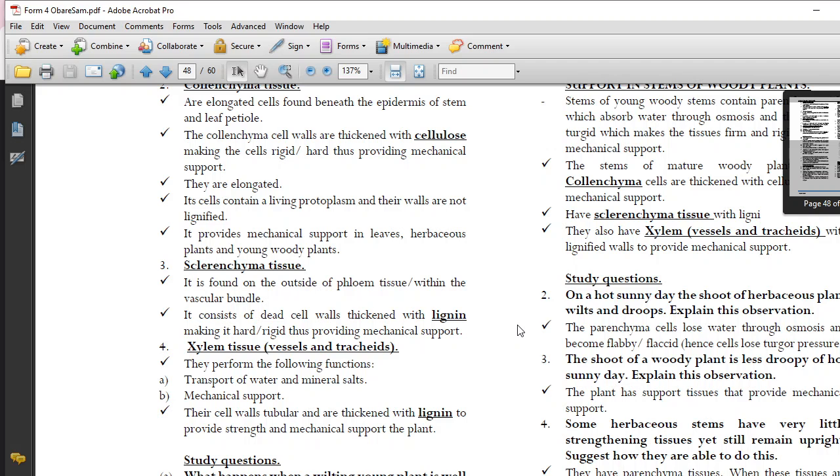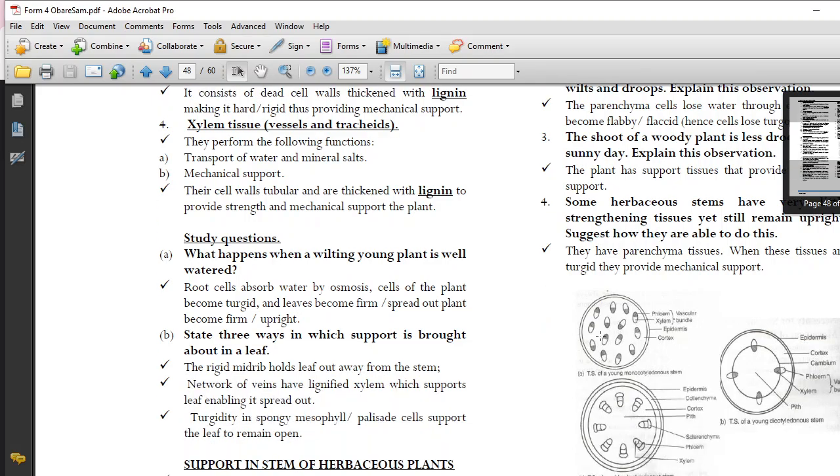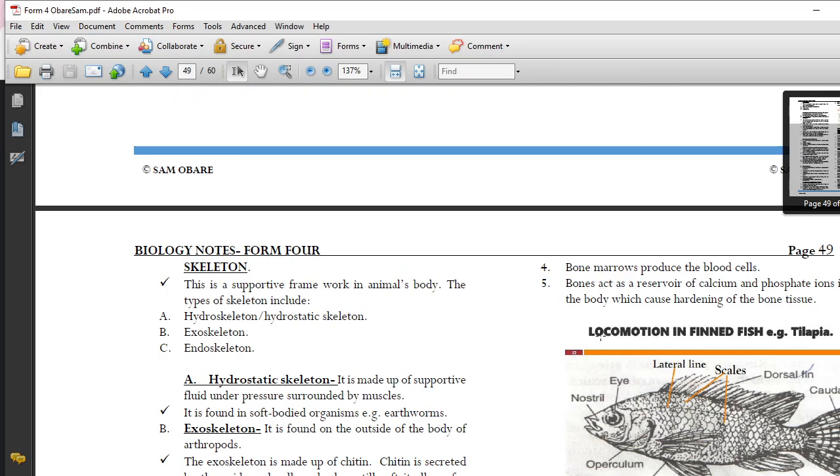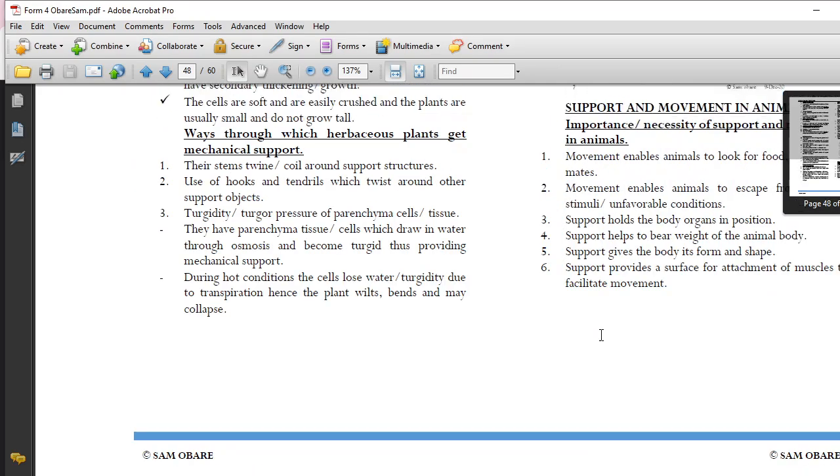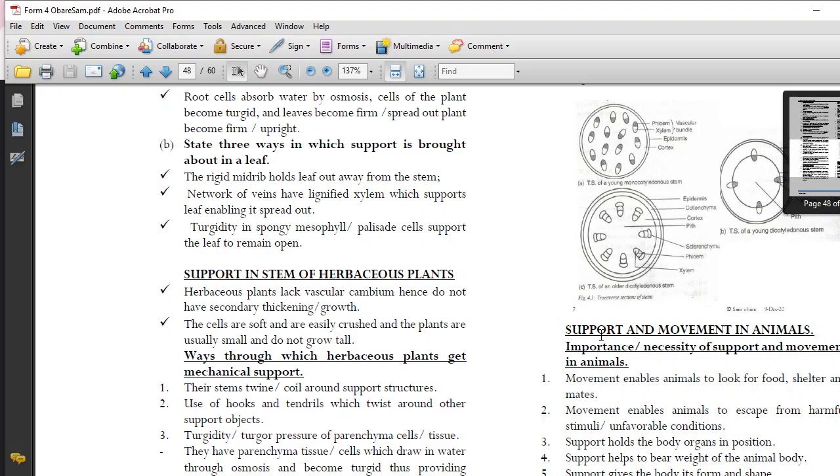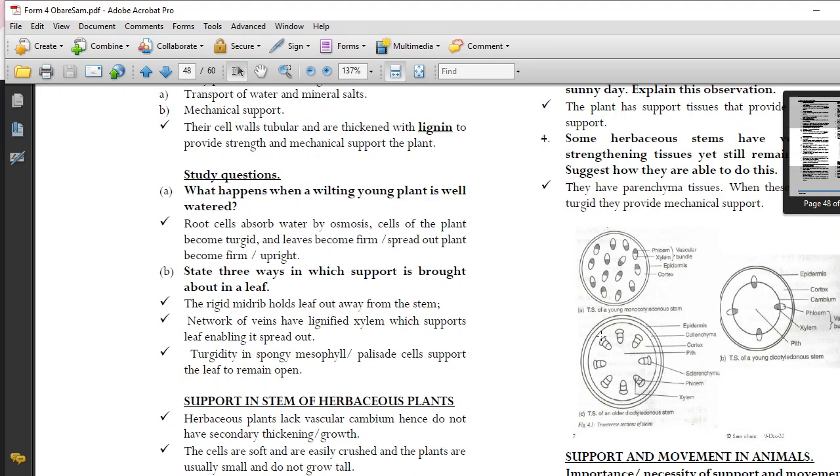Then we have this other variety of plants that have tendrils. Tendrils are shoots that have been modified to enable the plant to attach itself. I'm trying to check and see if I can get a tendril here. I don't have a diagram here, but I think you would understand what I'm talking about.